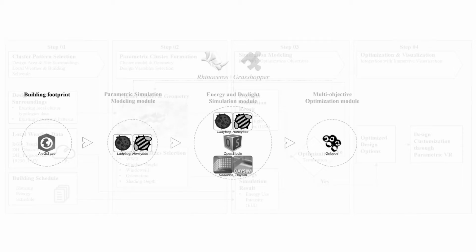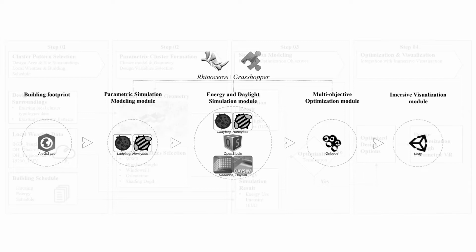In this workflow, we use the ArcGIS platform for obtaining the existing building footprints. Then, the footprints were taken to the Rhinoceros Grasshopper environment. Here, we perform parametric simulation modeling using Ladybug tools. We use the Octopus plugin for multi-objective optimization. Finally, we developed a proof-of-concept virtual reality environment for the micro-level optimization phase using the Unity game engine.